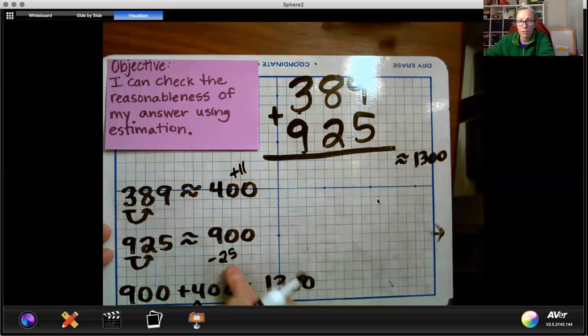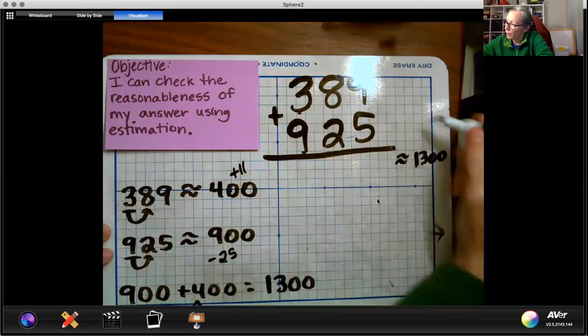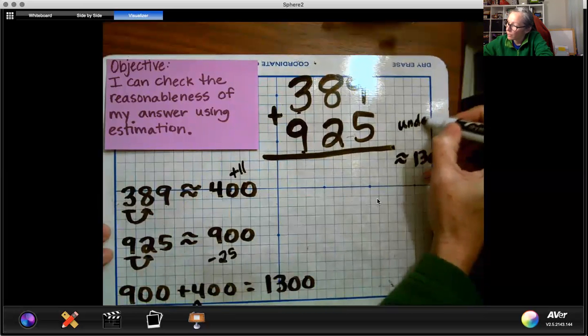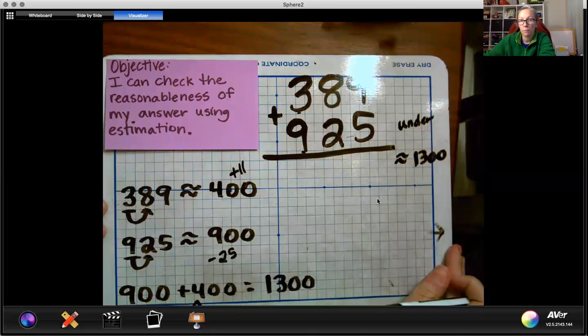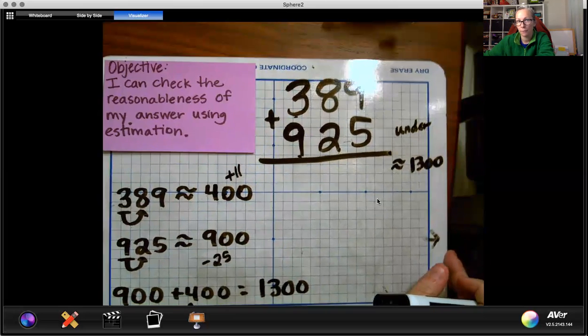So since this number is greater, it's an underestimate because I went down more than I went up. So my actual answer is going to be a little bit more than 1,300. Okay, so now I'm going to use standard algorithm to add these together.